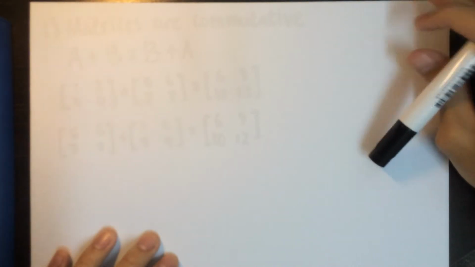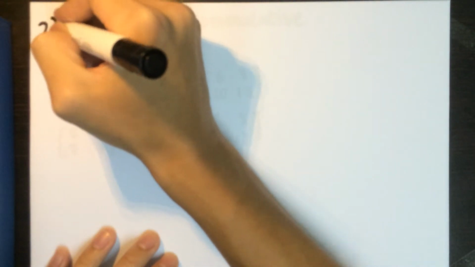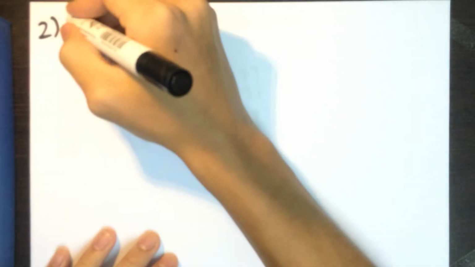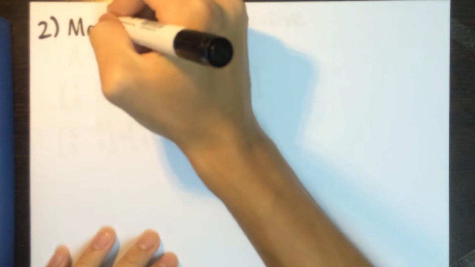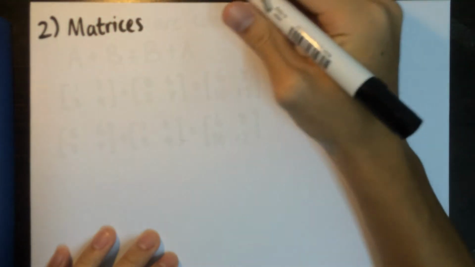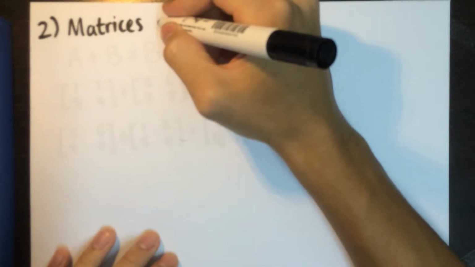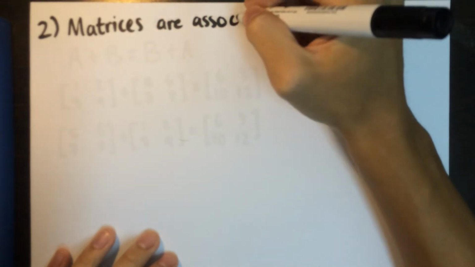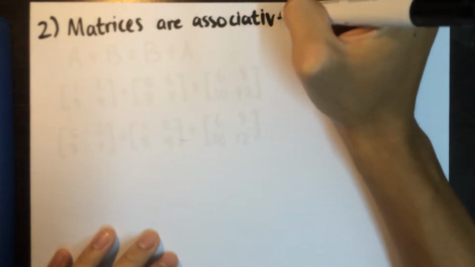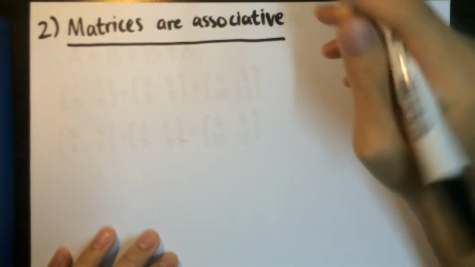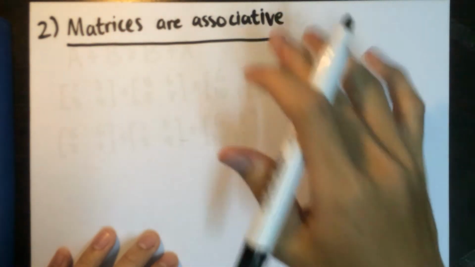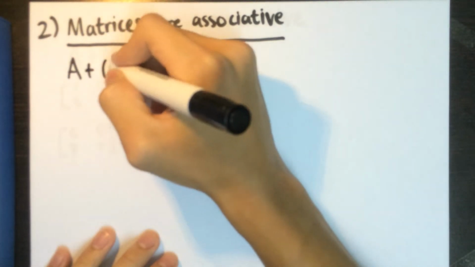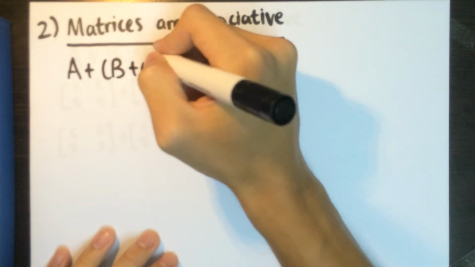So on to the second property. Matrices are associative. Okay, what does it mean? Let me write it down for you guys.